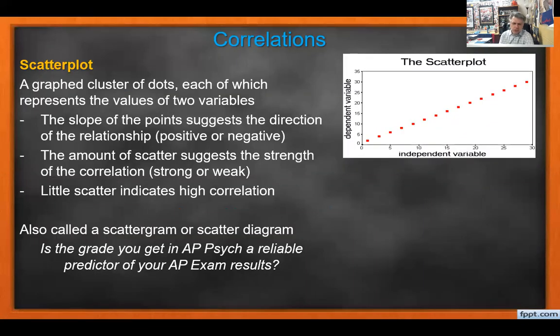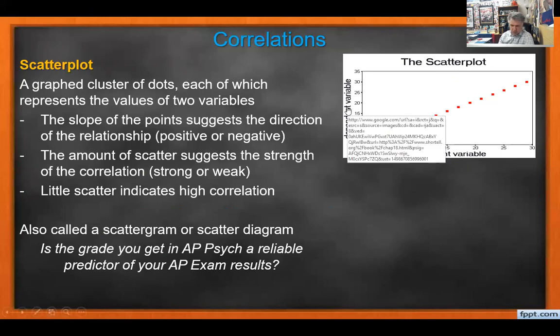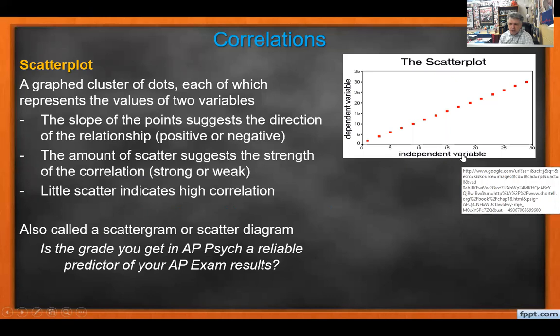Now, what we're going to do with this information is once we gather data, we take a survey, do whatever, we like to take the information and put it on the scatter plot, which is just basically a graphic of dots. You've got your dependent variable and your independent variable. Remember, the independent variable is something I changed, and the dependent variable over here is the result of this change.